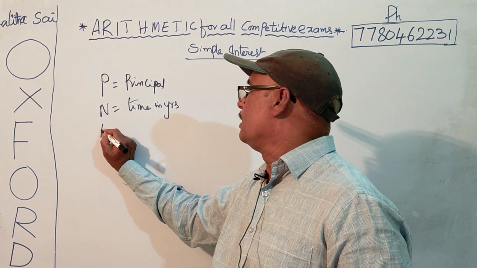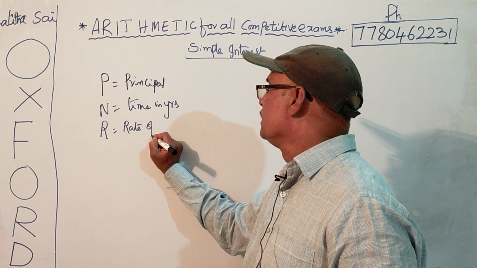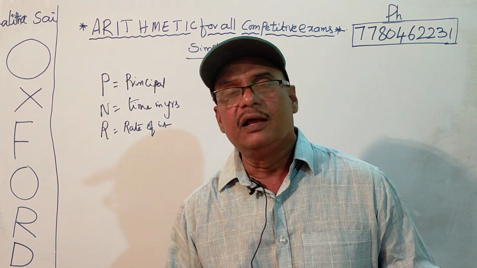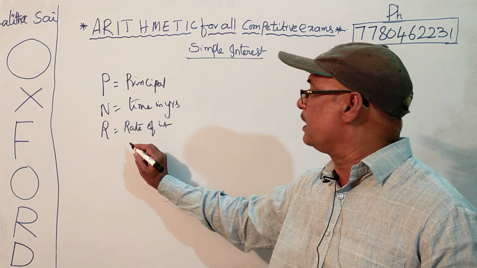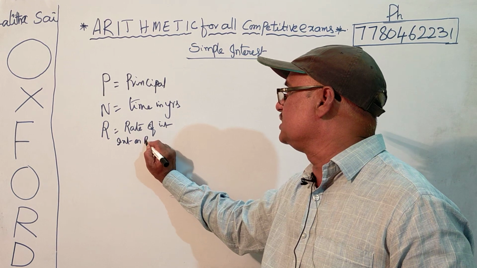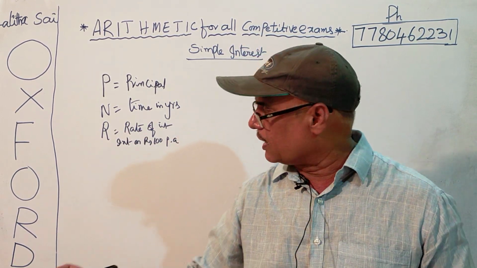Then R. R is the rate of interest. What is rate of interest? It is the interest on 100 rupees for 1 year. That is, rate of interest means interest on rupees 100 per annum, or per 1 year, right?